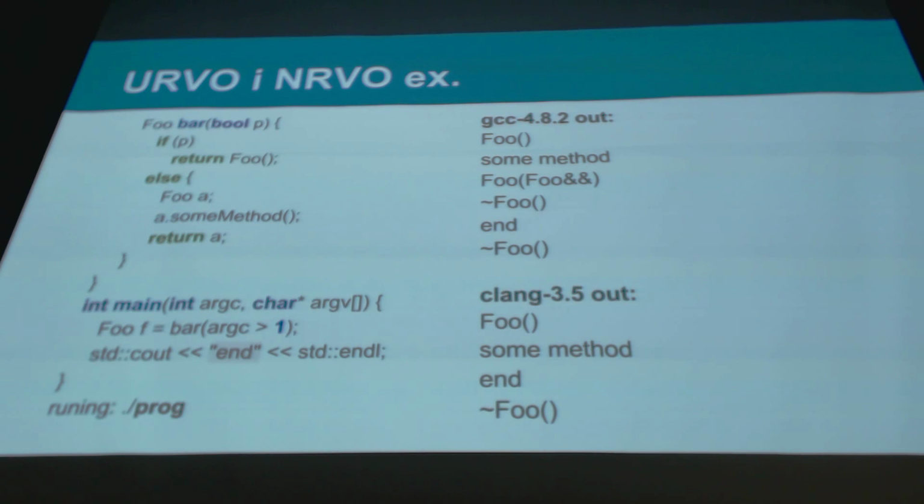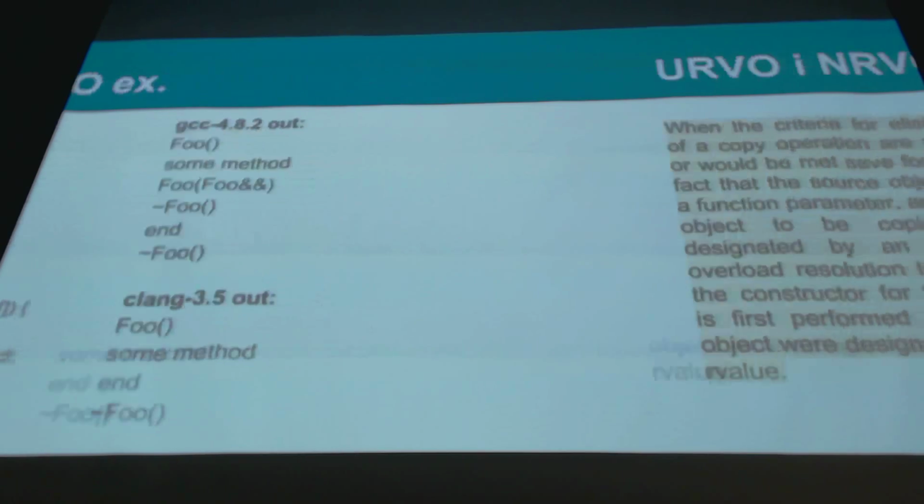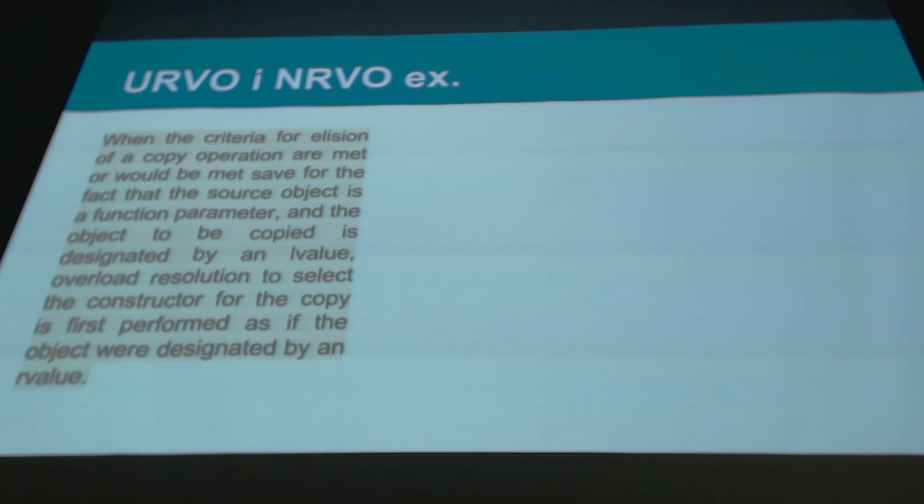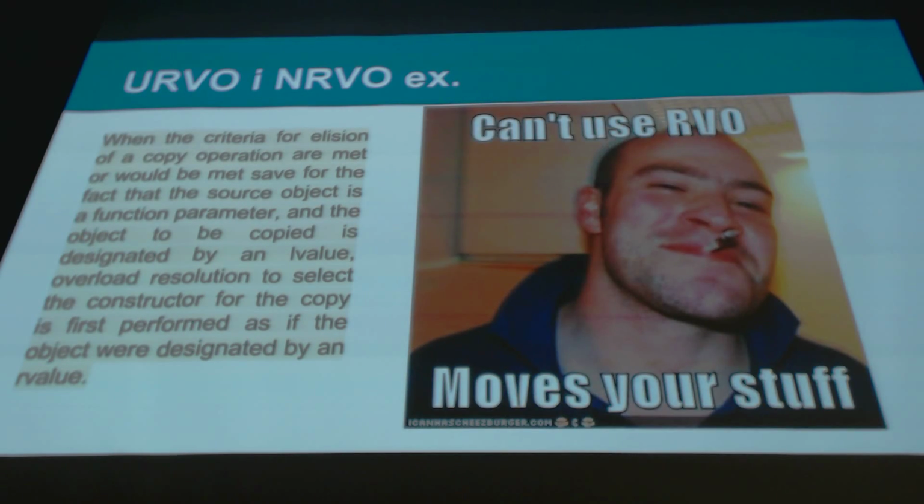What you wouldn't be able to do is if you said foo A, and then if p returned foo, else return A. That you definitely couldn't ever return that. Okay, so the thing is that the compiler is a good guy, and it moves stuff if it cannot handle the RVO, right? And this is some nice thing that says that is true.